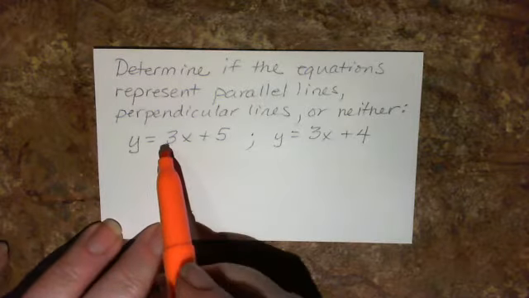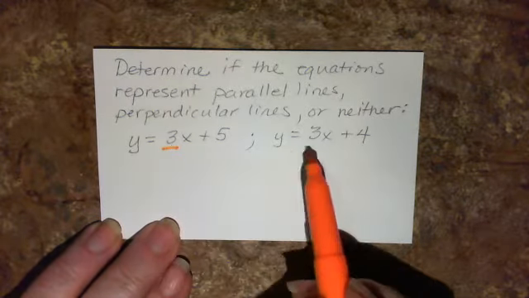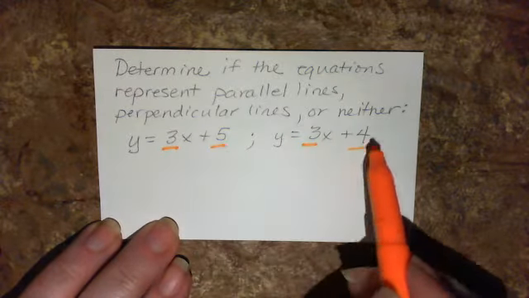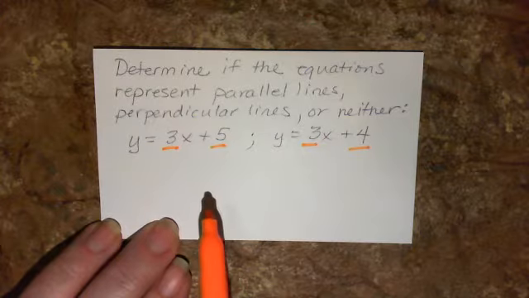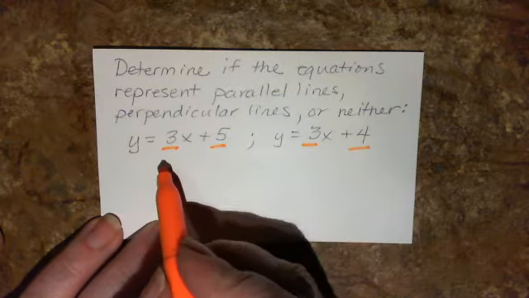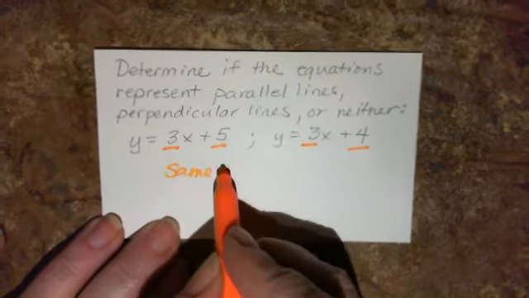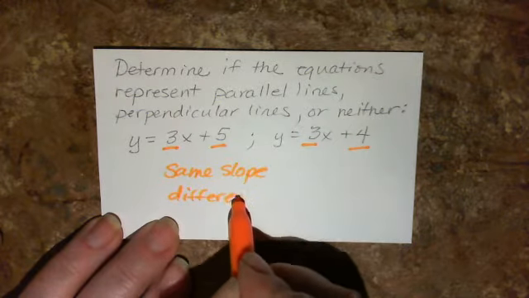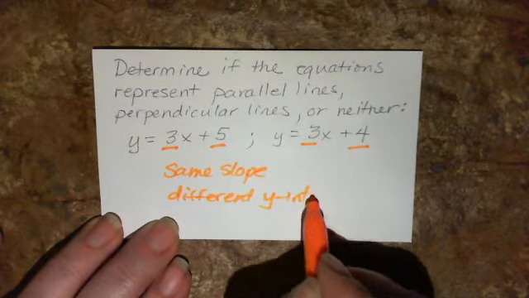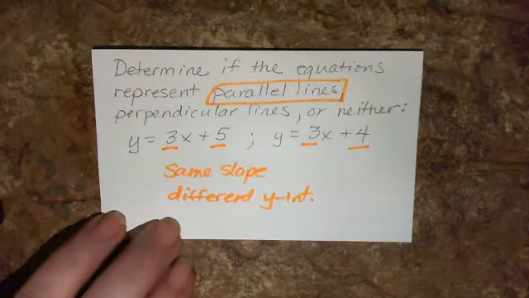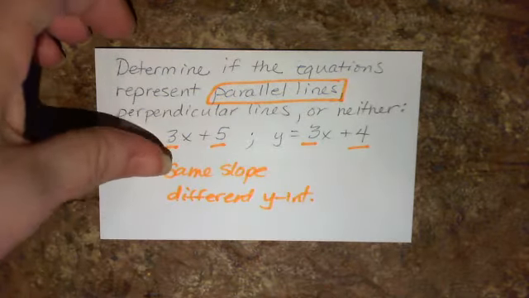So looking at the slope here for these two equations, slope 3 is the same and the y-intercepts 5 and 4 are different. So that fits the definition of parallel lines: same slope and different y-intercept. So that's parallel lines.